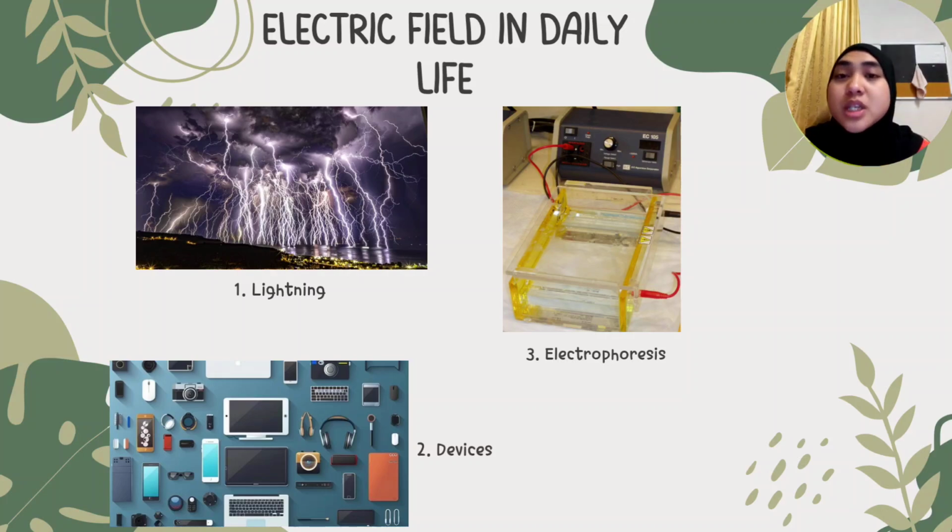And then we continue to the electric field in daily life. Electric fields are present in many aspects of daily life, even if they are not always directly noticeable. The first example that we have shown here is lightning. Lightning occurs due to the electric field between clouds and the ground. The separation of charge in the cloud creates a strong electric field, which eventually leads to a discharge in the form of a lightning bolt.